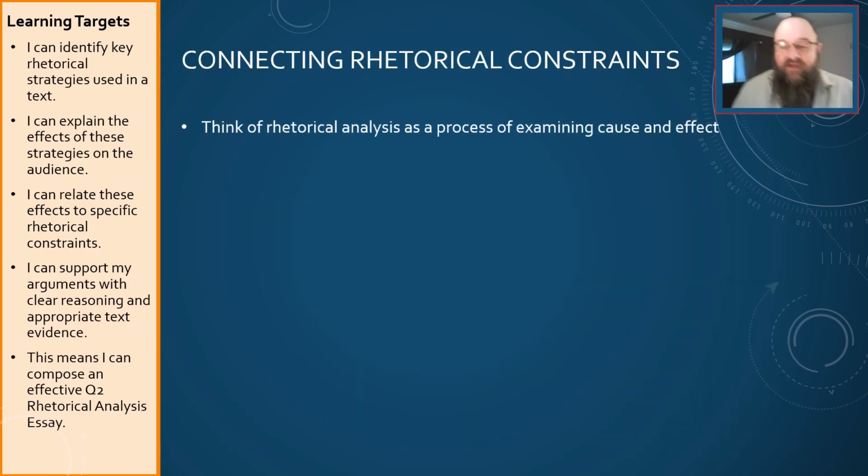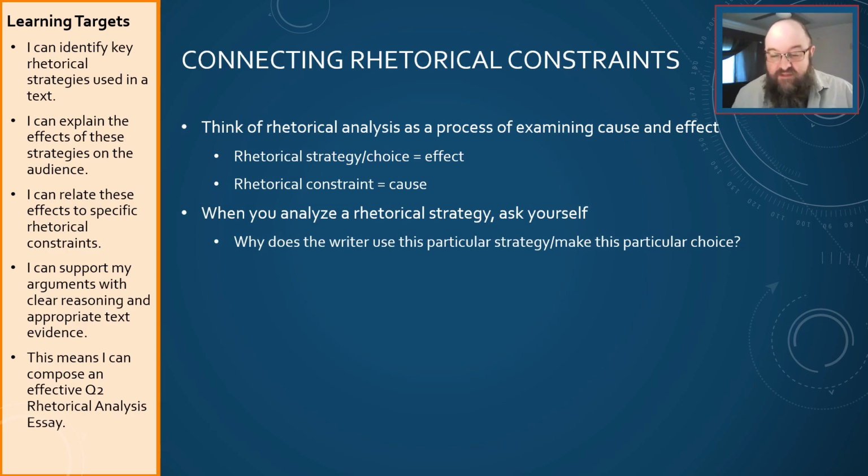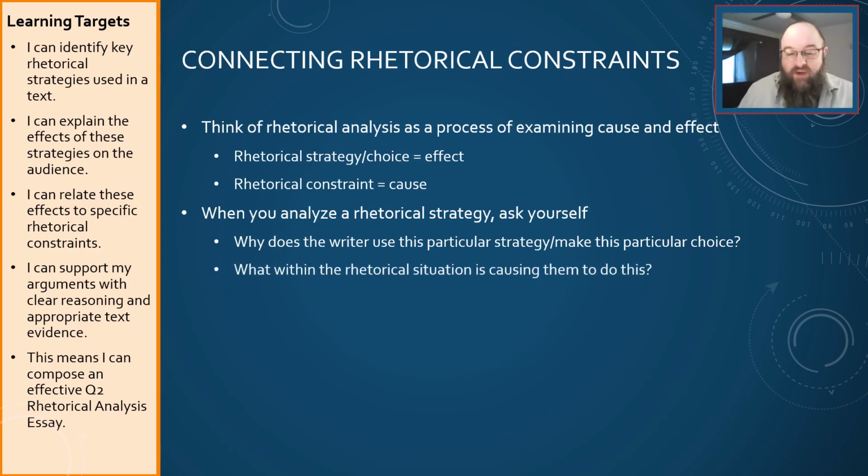So think of rhetorical analysis as a process of examining cause and effect. I know I've said that throughout many of these videos and throughout this year in class. The rhetorical strategies that a writer uses being the effect, and the various rhetorical constraints that the writer faces are the cause. When you analyze a rhetorical strategy, ask yourself this: why does the writer use this particular strategy or make this particular rhetorical choice? In other words, what within the rhetorical situation is causing them to do this?